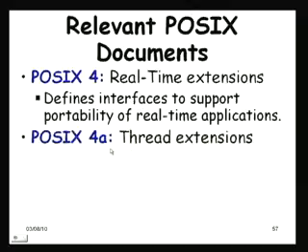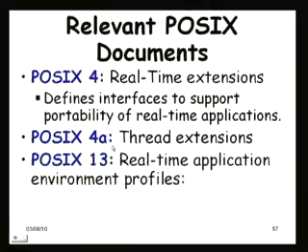The POSIX 4a document deals with thread extensions, because embedded and real-time applications are multi-threaded rather than multi-process. Multi-thread has a special advantage here for real-time applications. What is the advantage of a multi-thread compared to a multi-process? Faster context switching. Yes. So, threads have faster response time, creation is faster, and so on.